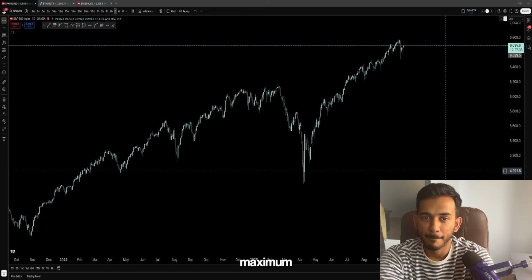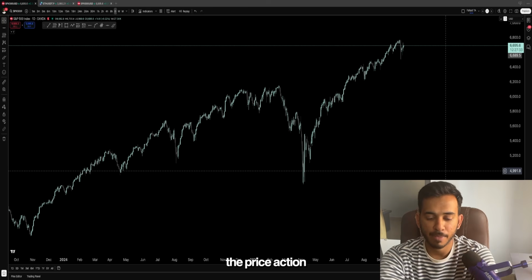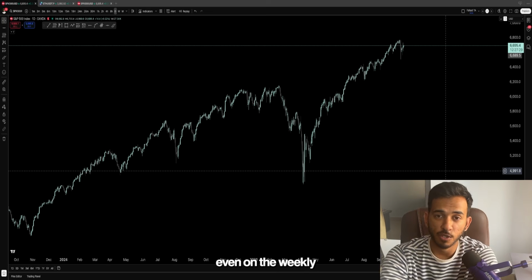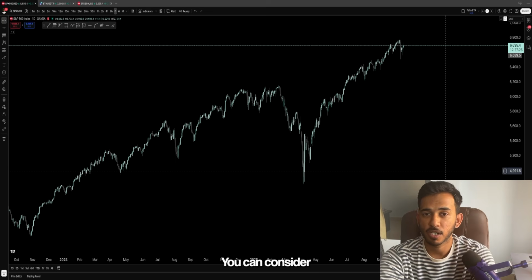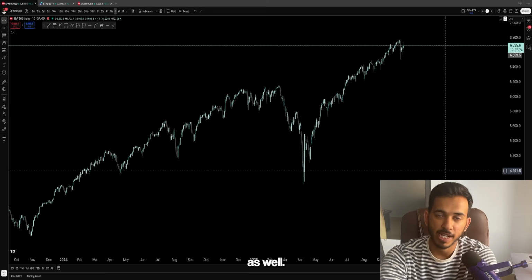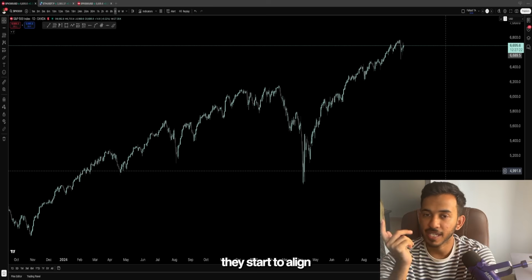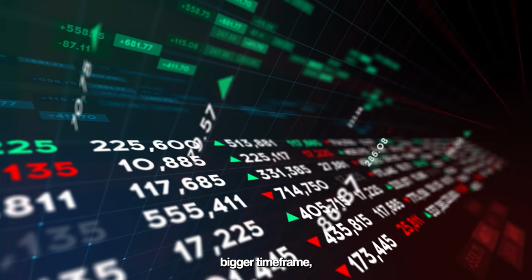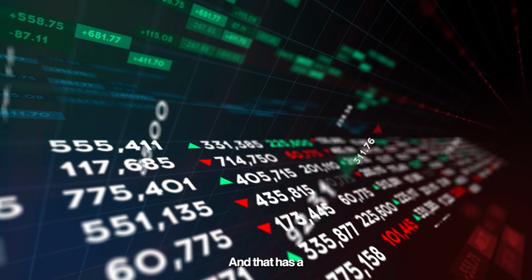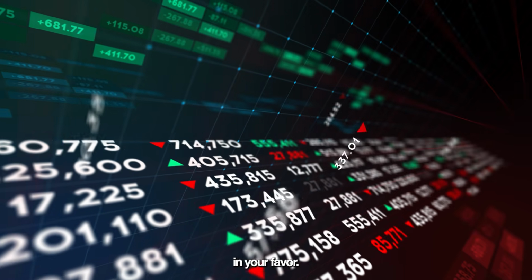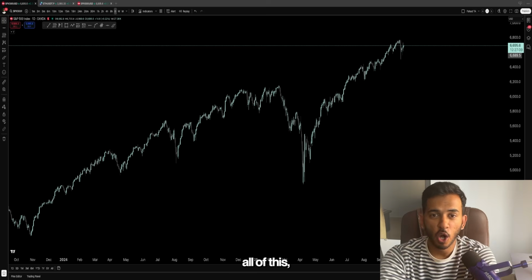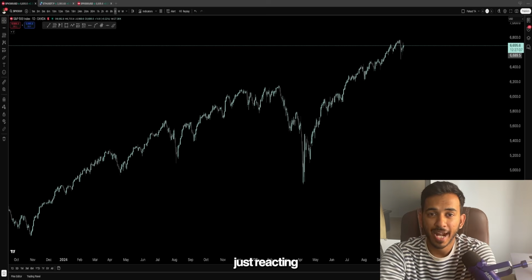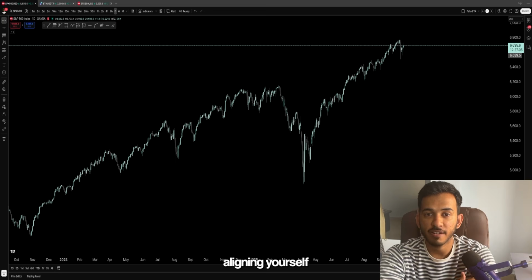You can see what the maximum time frames tell you. Let's say the price action on the higher time frames, let's say on 1 hour and then 8 hour, and even on the weekly, is absolutely bullish. You can consider your bias to be bullish as well. And when the smaller time frames start to align with your bigger time frames, you can plan a trade then, and that has a higher probability of playing out in your favor. So once you understand all of this, you are no longer just reacting to the market. You are aligning yourself with the market structure and with the bigger players as well.